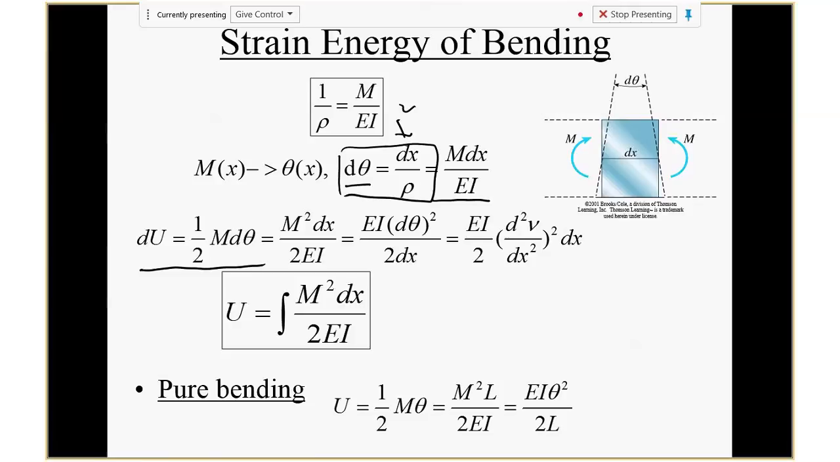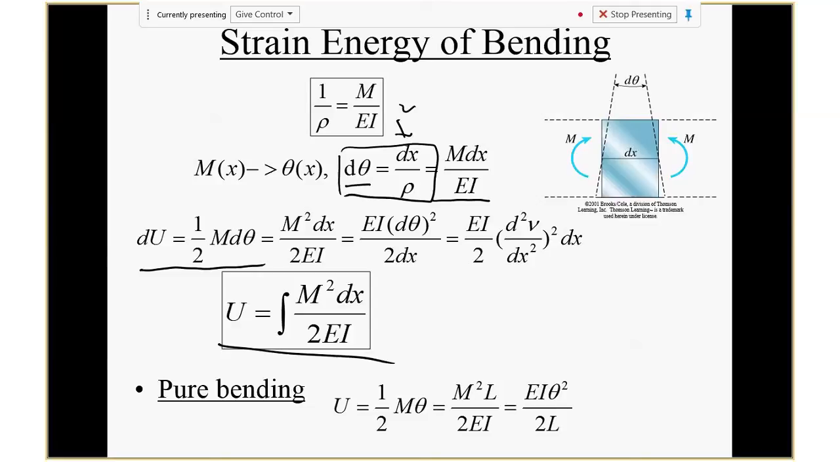Now, how can you get the energy of the whole beam? You add all of them together. Adding together means integral. So you just put the integral there, and you get the whole thing. Therefore, you get this equation. So that's the derivation process. And this one is a general equation. Whenever we talk about moment and how much energy is stored there, that's the general equation.